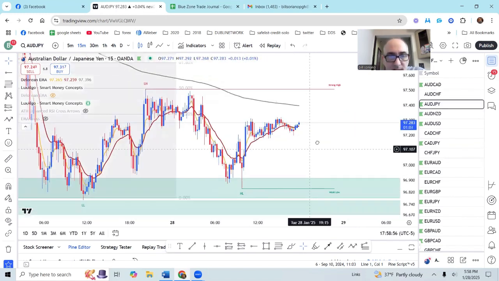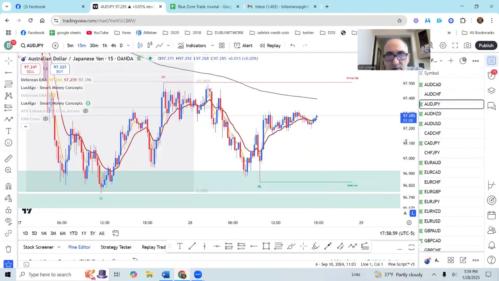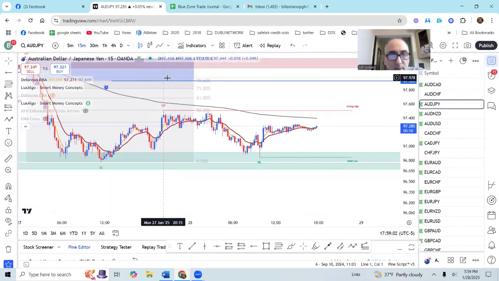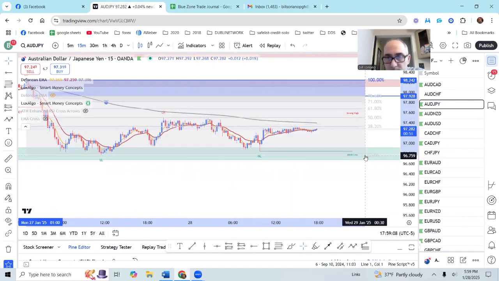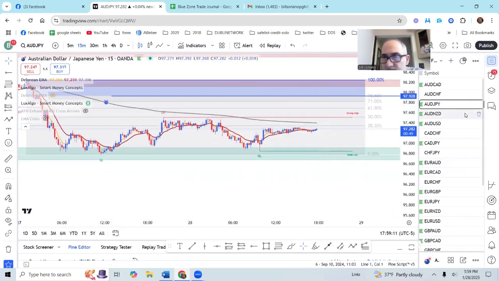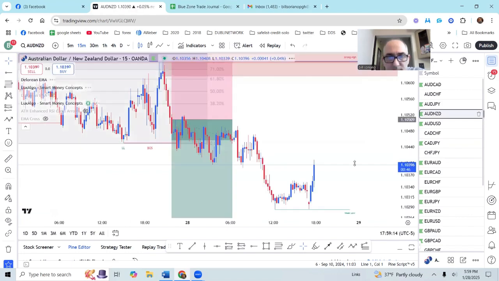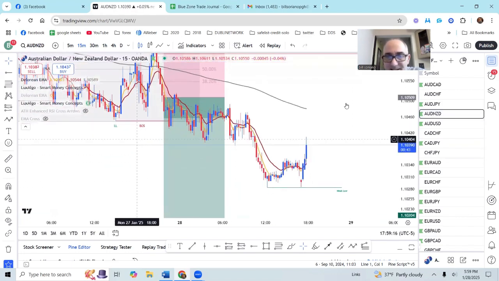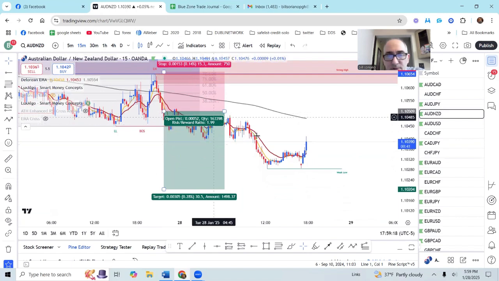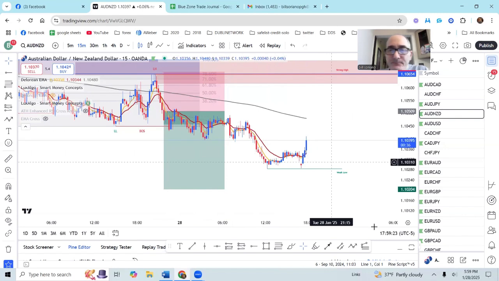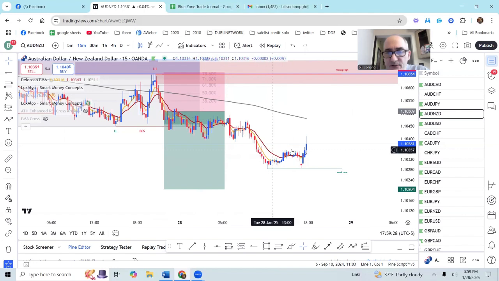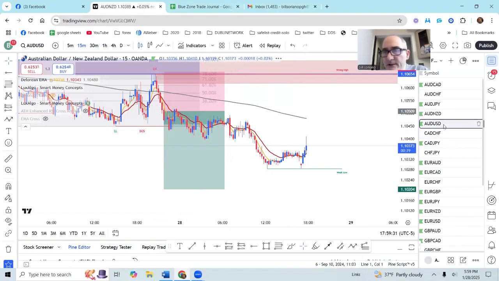AUDJPY. This one here, we're just waiting for price to move up to this area. AUDNZD. This is a current potential opportunity, and I actually took this trade in AUDNZD. This was a potential opportunity right here.